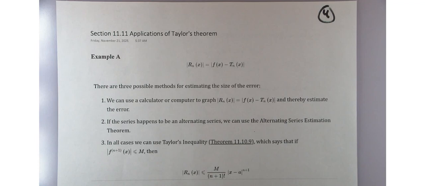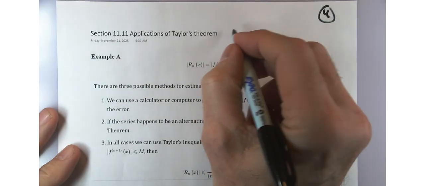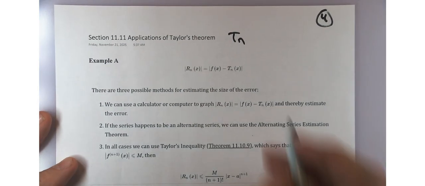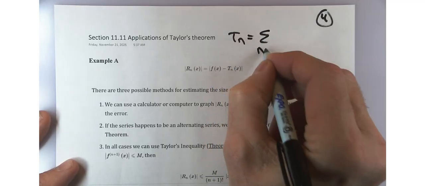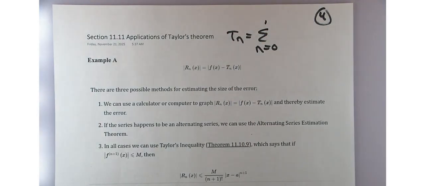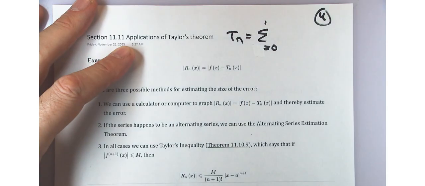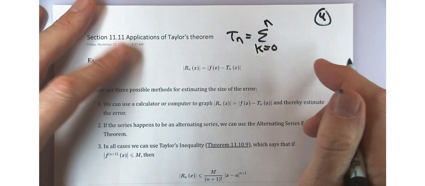So in section 11.10, we talked about Taylor's theorem, and we used it to approximate polynomials. So our Taylor series polynomial of degree n, because sometimes it's tough to go all the way up to infinity with these things, would be the sum from k equals 0 to n, so I'm just using the first n terms.